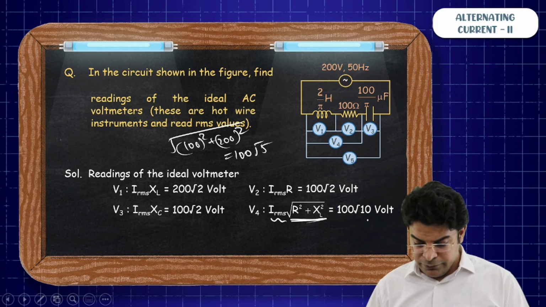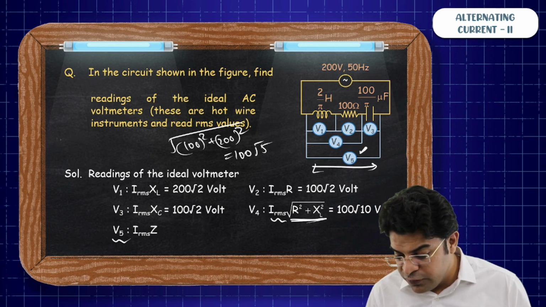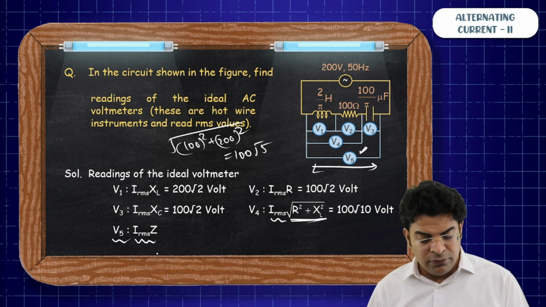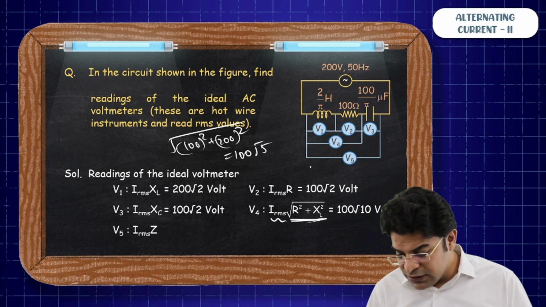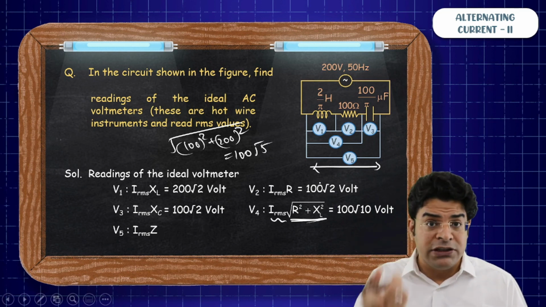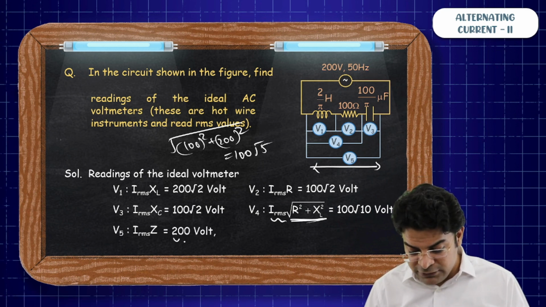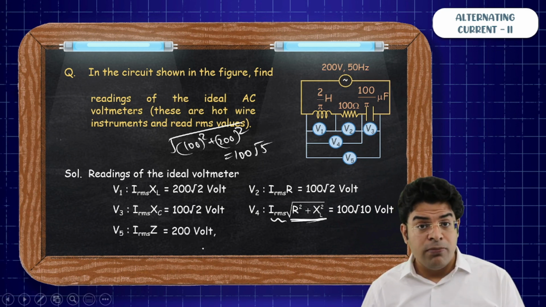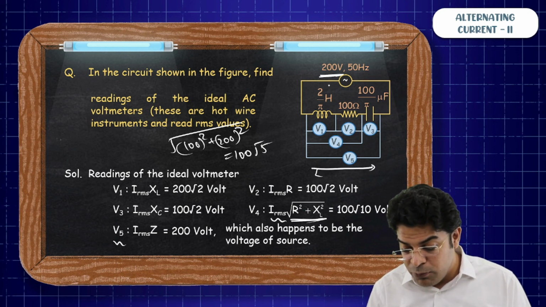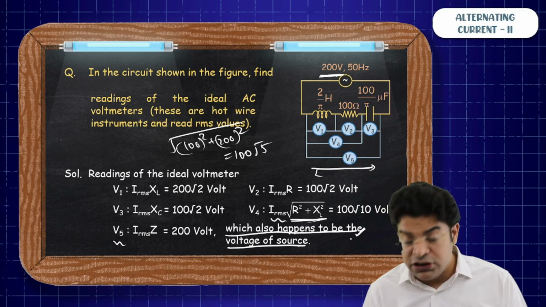The next part. What will be V5? The potential drop across this fifth resistance. This will be nothing but IRMS into Z. Why? Because it's connected across the entire combination of LCR. And the impedance of this circuit came out to be equals to 100 root 2. So you will simply get root 2 times 100 root 2, that is 200 volt. And you must notice that what you got across V5 is the same as the potential drop across the source.